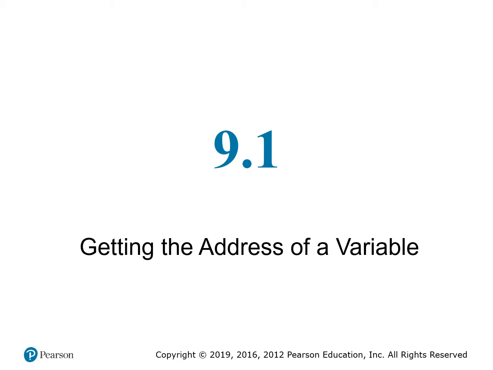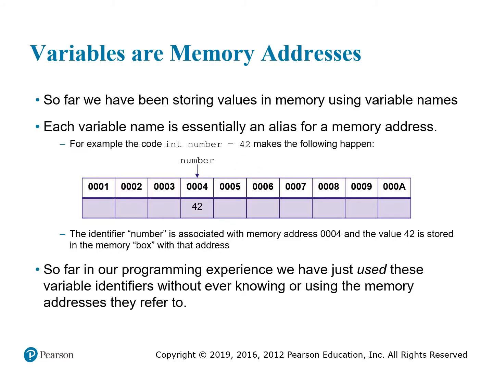So far we have been dealing with variables, using a variable to store a value. We've been storing those values in computer memory using only the variable name to identify where that is, and we haven't really cared about where in memory that variable was being stored. Each variable name is essentially an alias for a memory address.